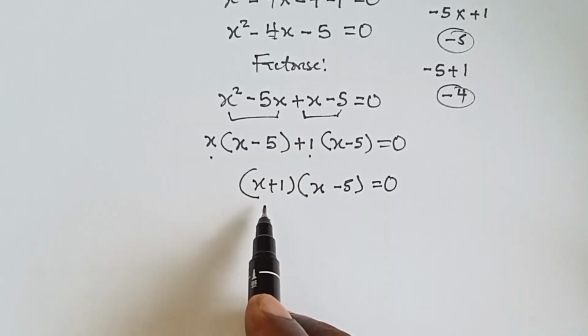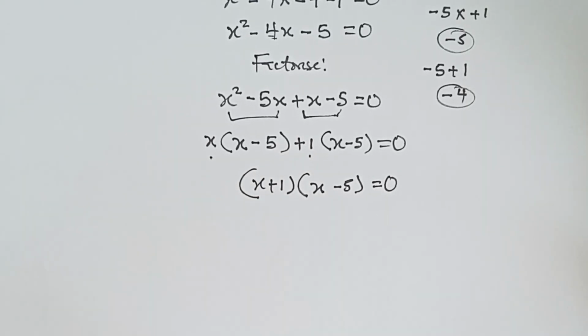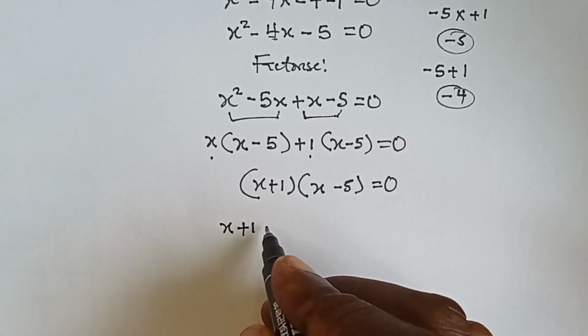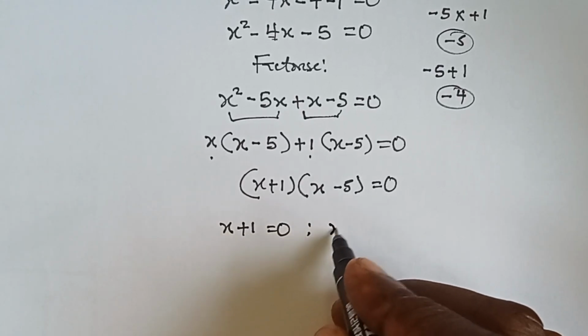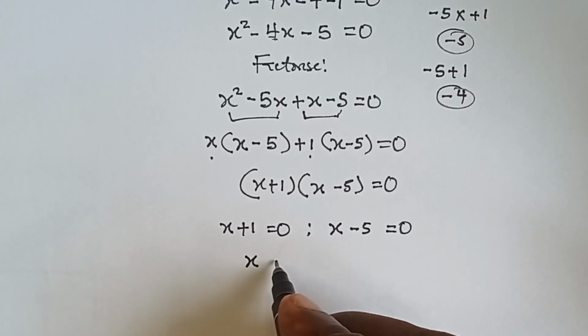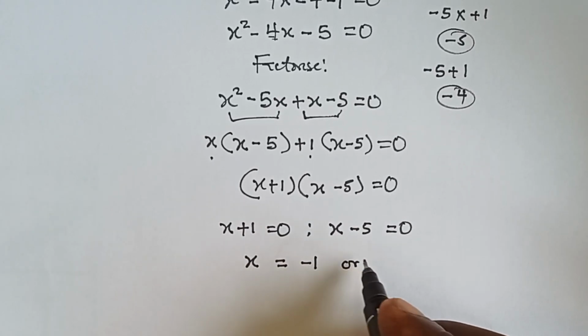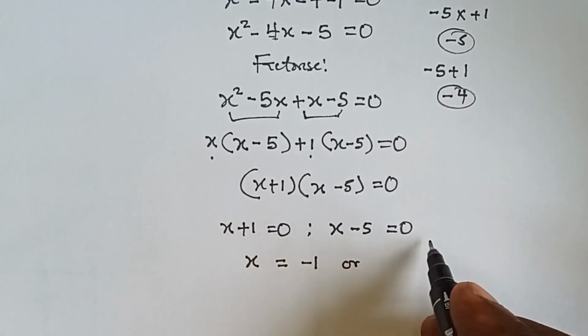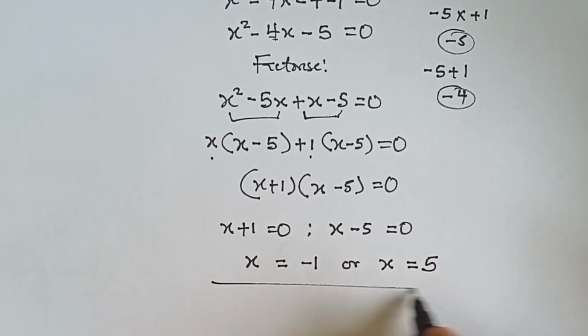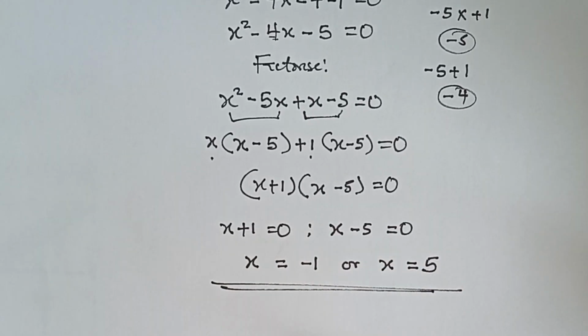Right, so from here, we can equate each bracket to 0. That means we have x plus 1 equals 0, and also x minus 5 equals 0. And from here, x equals to minus 1, or here, where you take minus 5 to the other side, it becomes plus 5. So x equals to minus 1, or x equals to 5. Right, so that's our final answer.